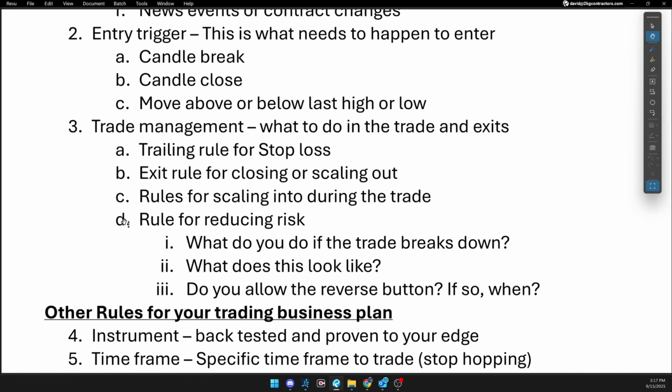And then what's your rule for reducing risk? You're in a trade and it starts turning immediately down on you. What do you do if the trade breaks down?